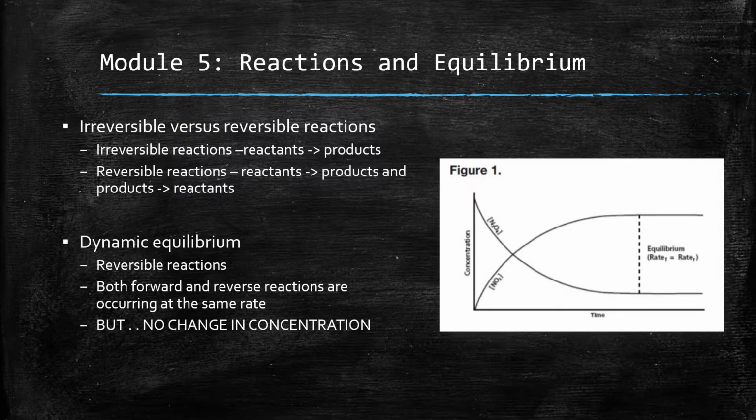The second part of this week's lab focuses on reactions and equilibrium. Chemical reactions can be reversible or irreversible. At the beginning of a reversible reaction, only reactants are present, so only the forward reaction occurs. However, as the reversible reaction continues and products are formed, the backward reaction begins. Over time, a dynamic equilibrium is reached where the rate of the forward and backward reactions are the same. So both reactions continue to occur, but there is no change in the concentration of the reactants or products.